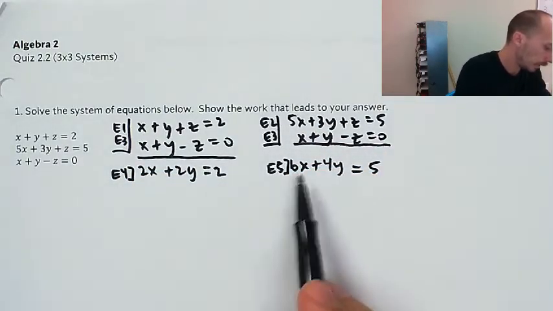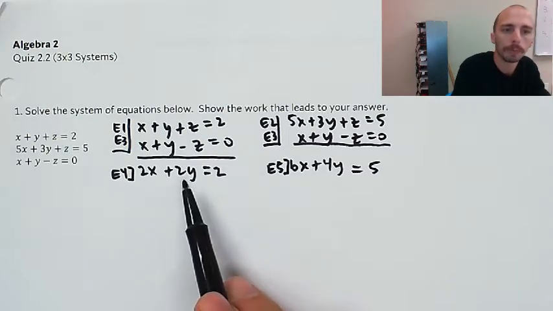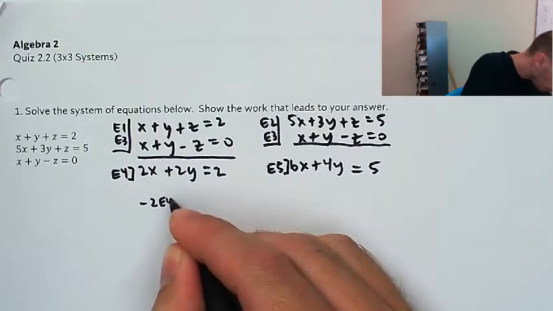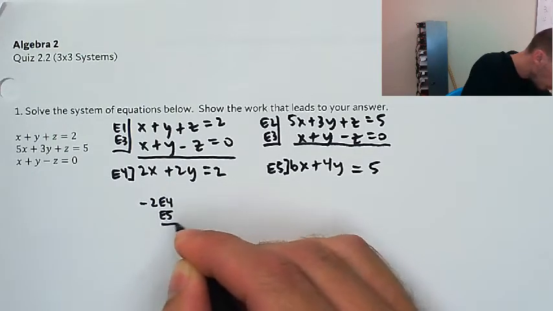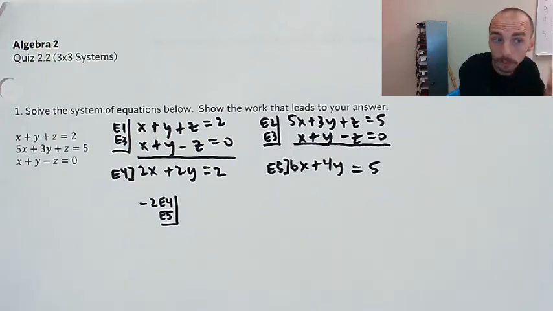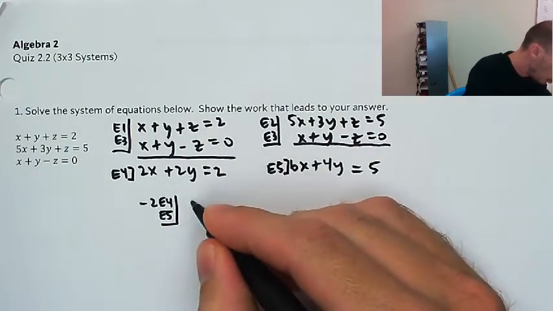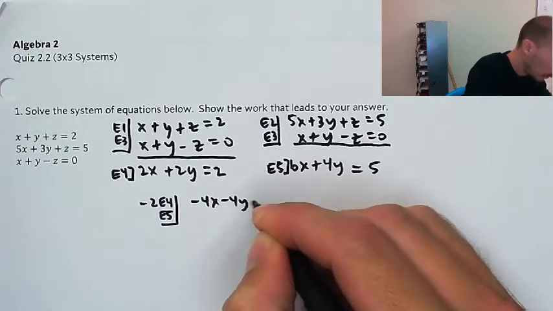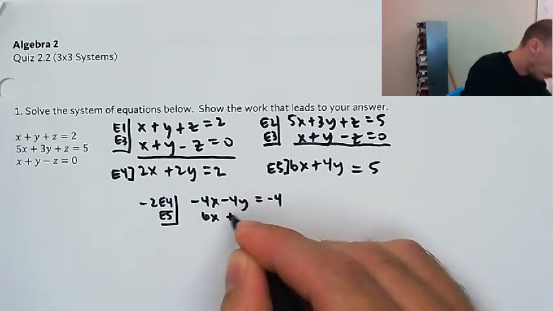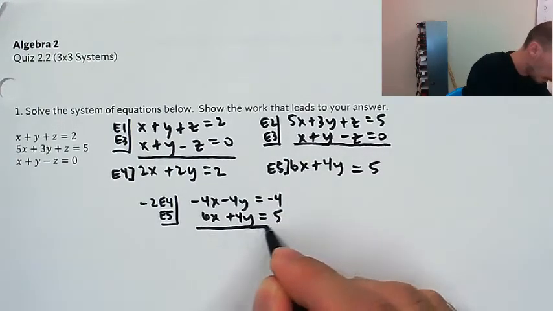If I want to eliminate, maybe I want to eliminate y on this one. I'm going to multiply this one by negative 2 and leave this one the same. So negative 2 of equation 4 plus equation 5 will eliminate y. But you could have eliminated x if you wanted by multiplying equation 4 by negative 3. So negative 2 of equation 4 is going to be negative 4x, negative 4y equaling negative 4. And then I'll have positive 6x, positive 4y equaling 5, and then I'll add these together.